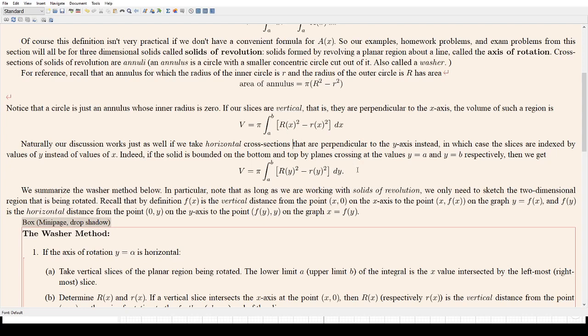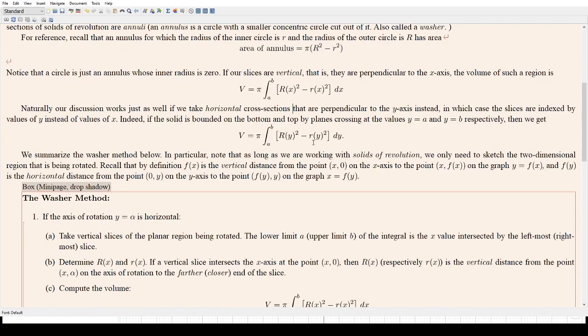In that case, because our cross-sections are horizontal and they intersect with the y-axis, all of our slices are indexed by values of y instead of values of x. Consequently, we get the same formula, but the inner and outer radii are functions of y, right? They depend on where exactly we made those slices.